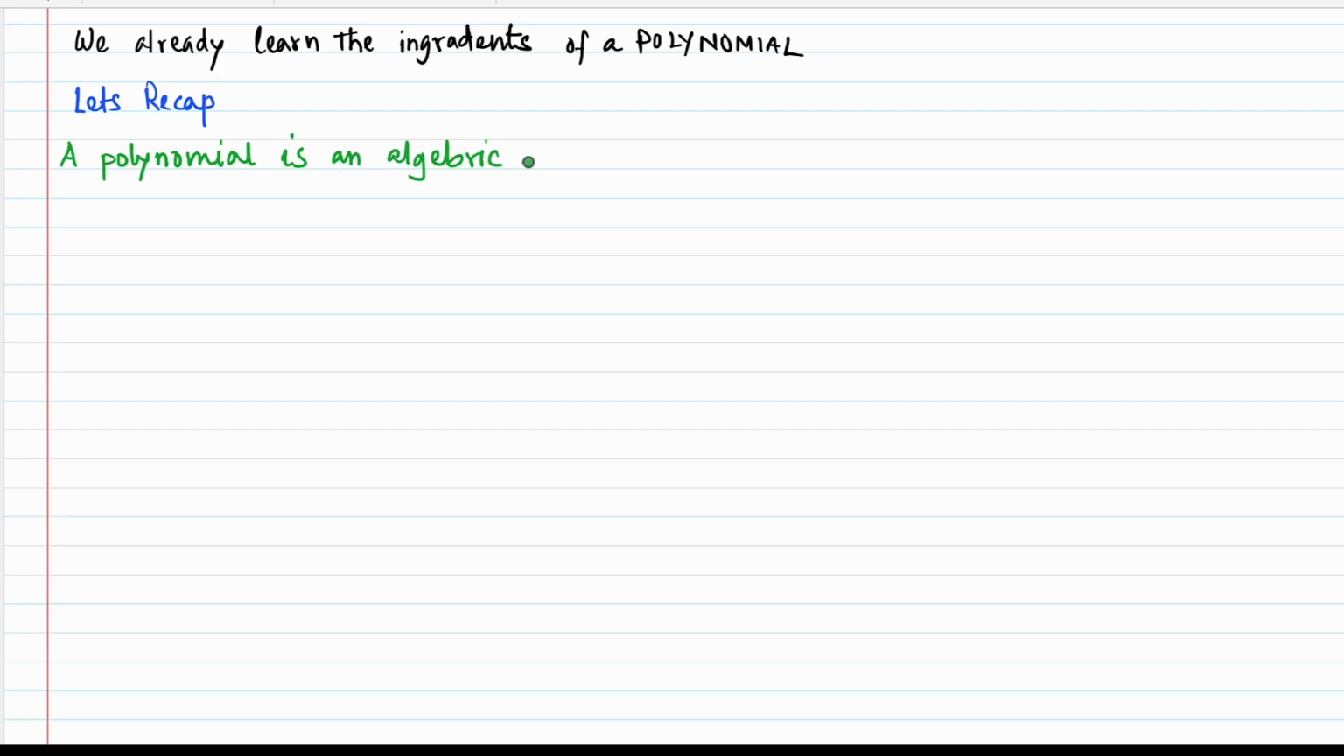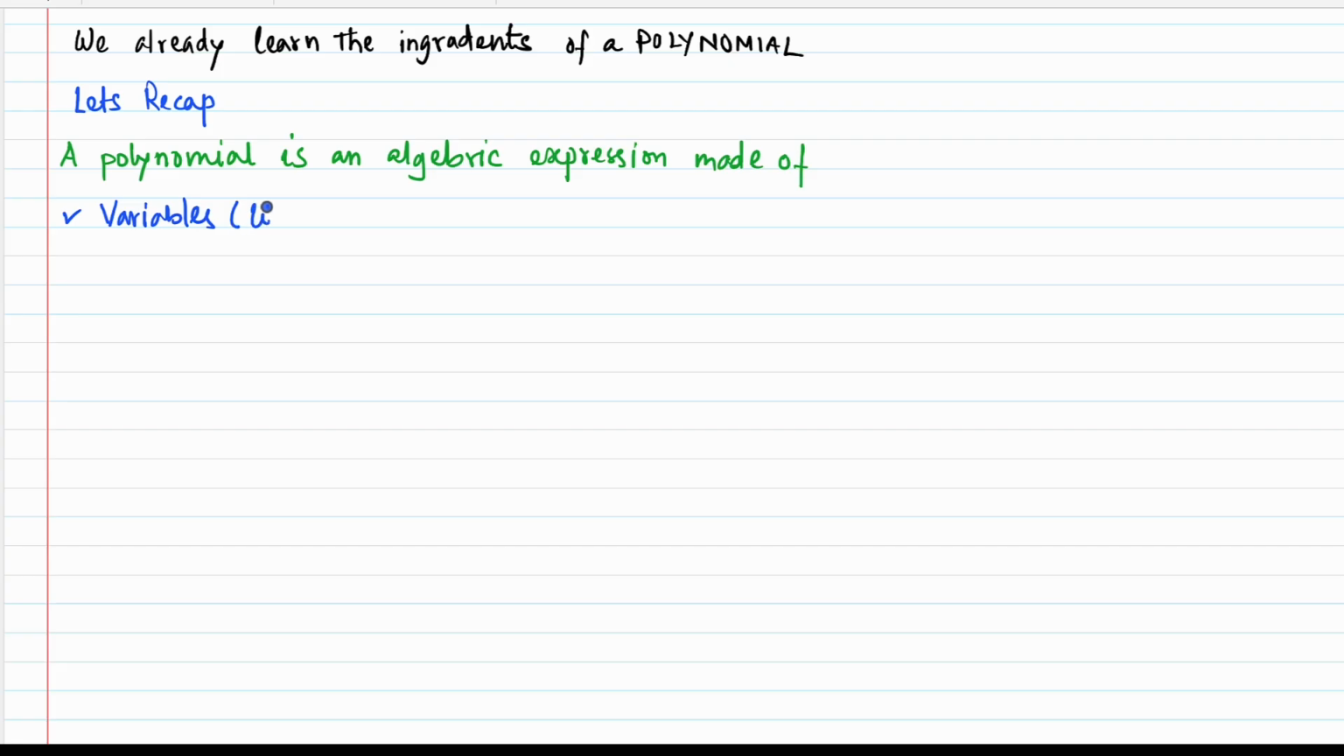So we already learned in the previous video what the ingredients of a polynomial are. For any polynomial there are some characteristics that we have to understand, which we have already done. Here we'll try to recap because this is very fundamental, and once we understand this, it will be very easy to understand polynomials in future.